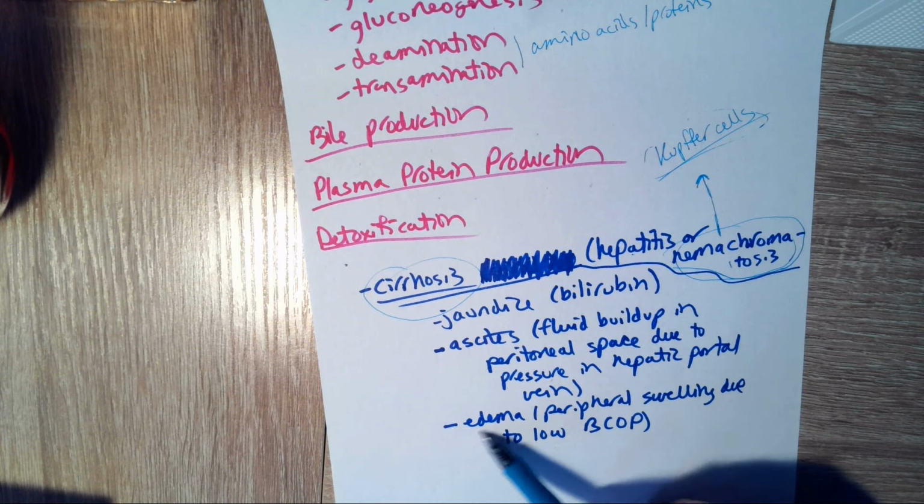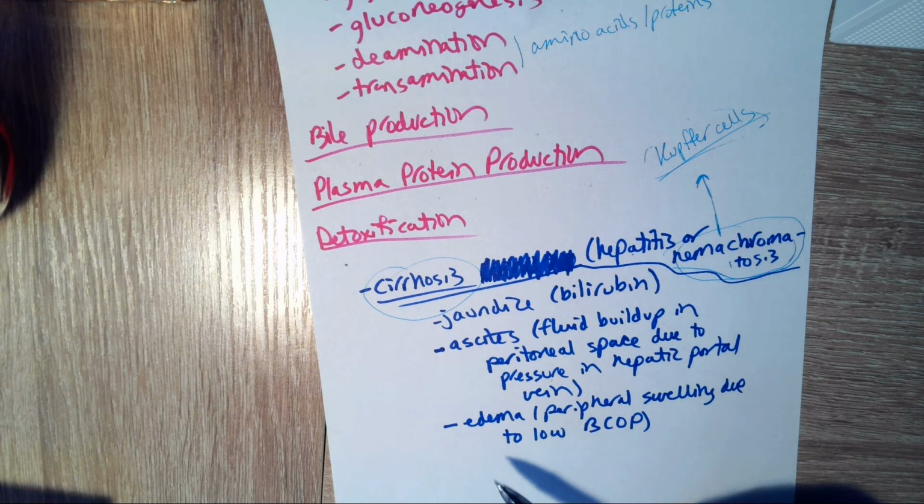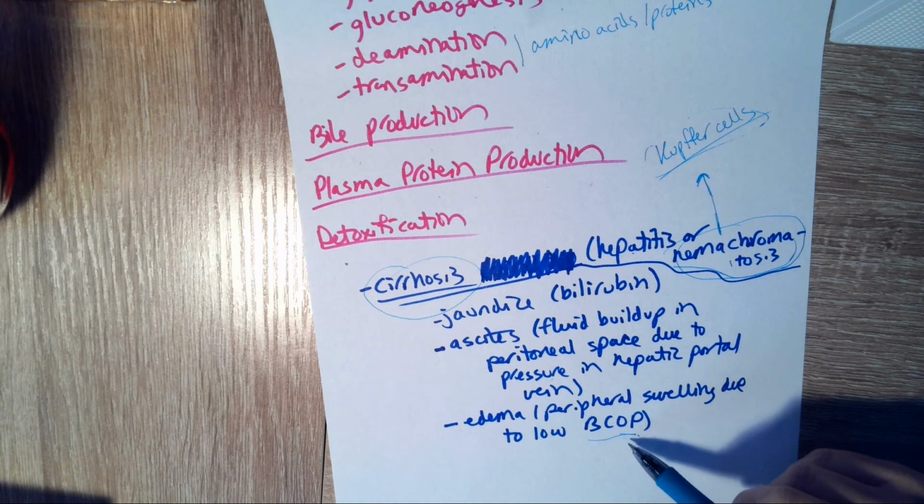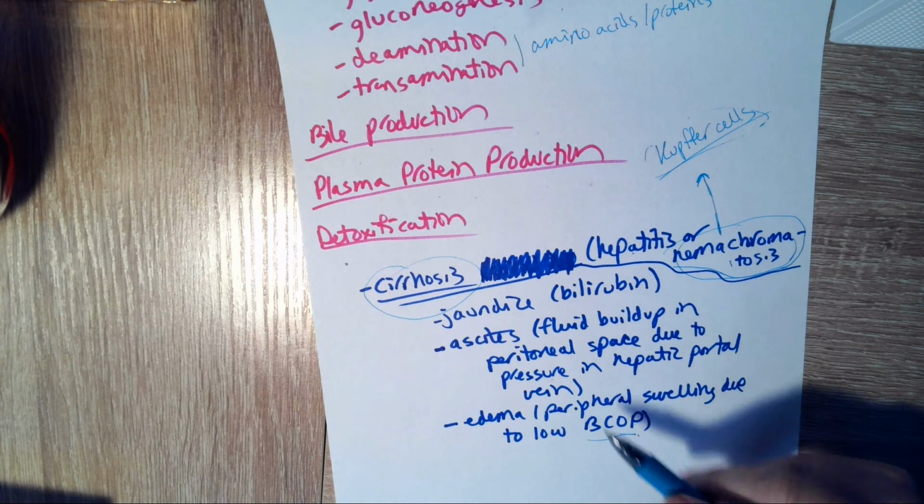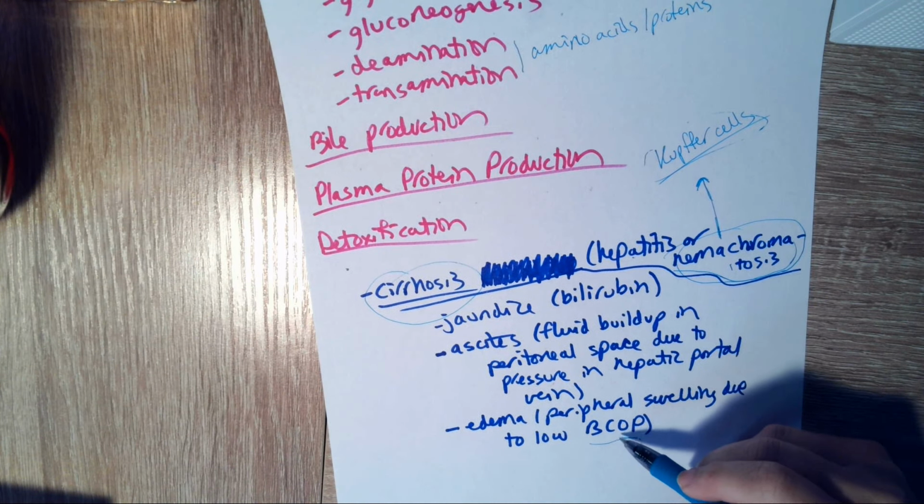And then we have edema, which is the last symptom. Edema is where you get swelling, particularly in the periphery, so your ankles and feet, wrists and hands. And this happens because your blood colloid osmotic pressure goes down. And if you remember your blood colloid osmotic pressure, that was something that held fluid inside a capillary when we were talking about filtration pressures and all that. It lowered your filtration pressure.